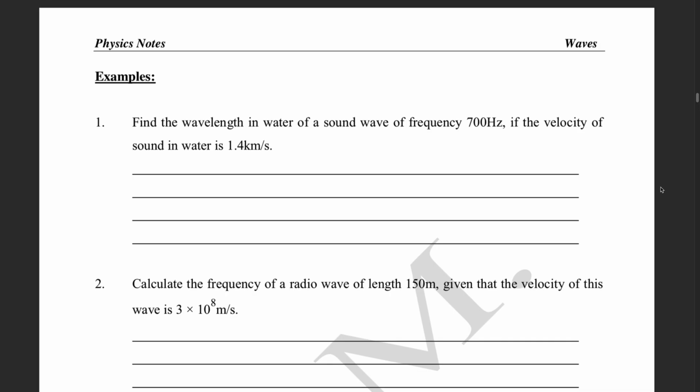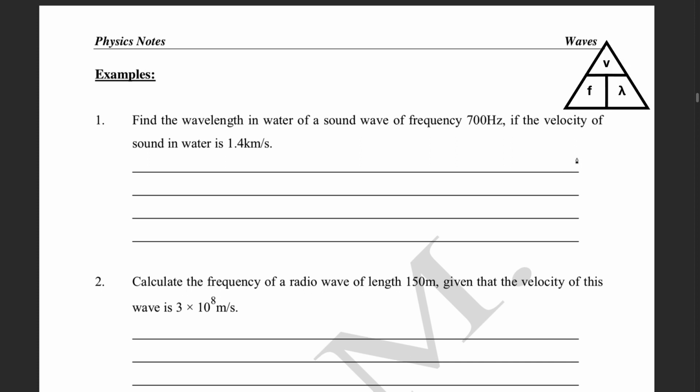We are on page 5 and we're going to work out a couple of examples with the equation we have just learned, V equals F lambda. To help us out a bit, I've written the equation in the triangle form. Number 1. Find the wavelength in water of a sound wave of frequency 700 Hz.